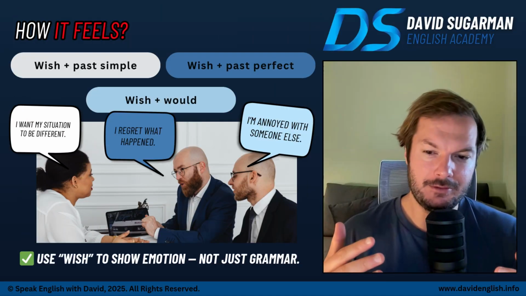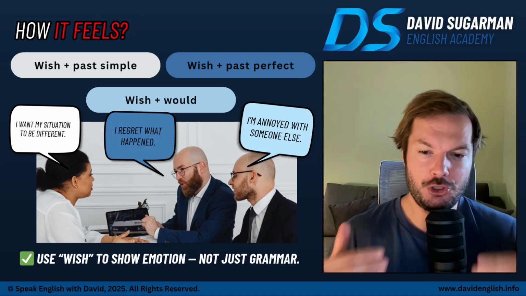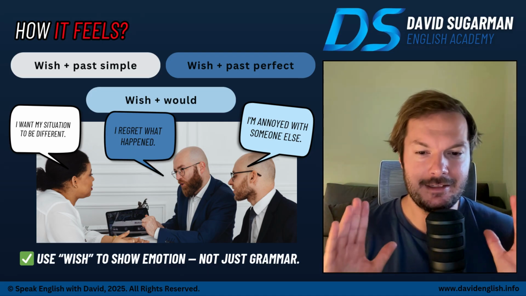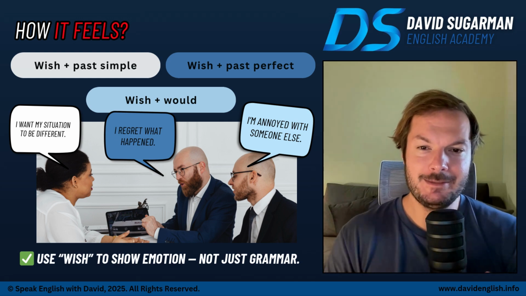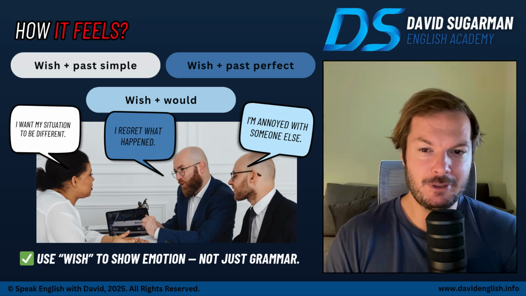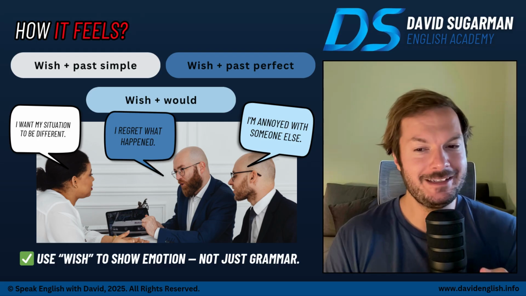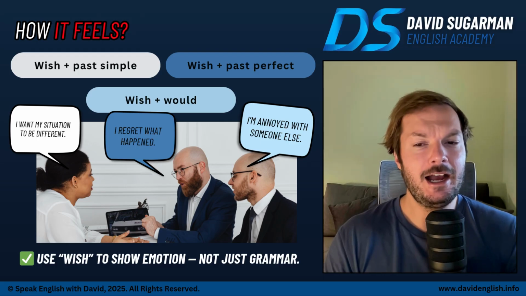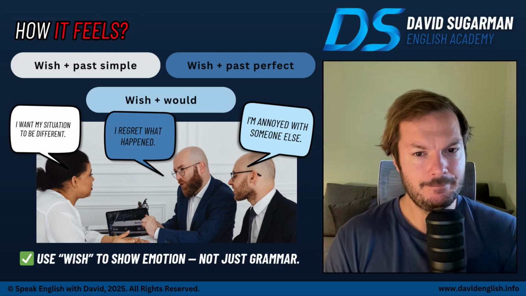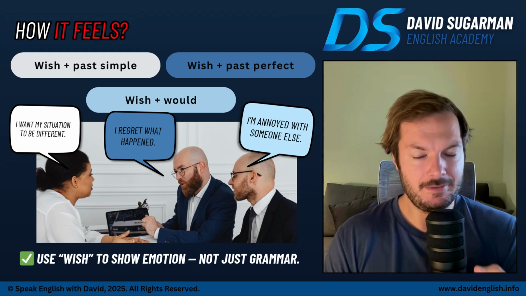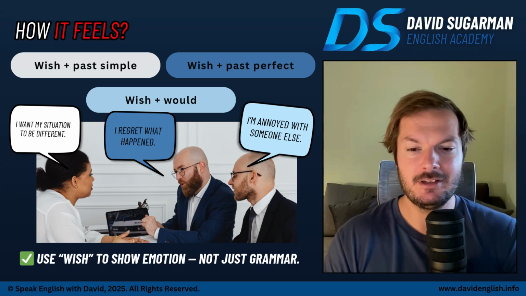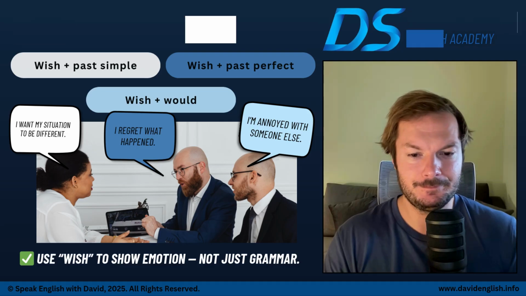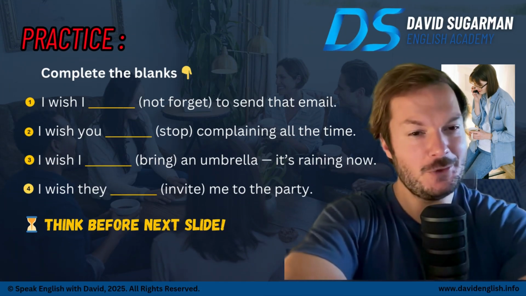So, how it feels. We use wish to show emotion. It's not just grammar, okay? So, wish plus the past simple, wish plus the past perfect, wish plus would. I want my situation to be different. I regret what happened. I'm annoyed with someone else. Again, we use it to show emotion, and it's not just grammar. So I want to say, first of all, you're doing great.